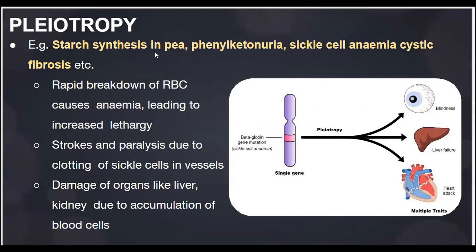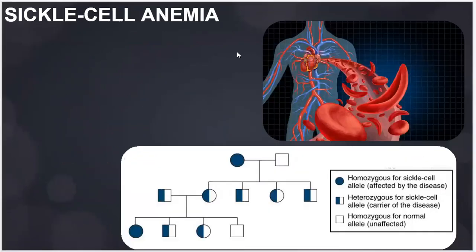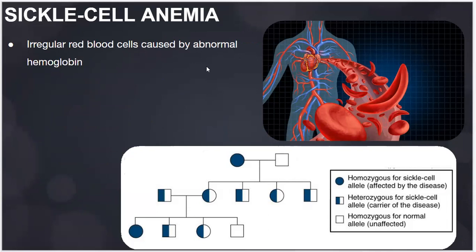What do we mean by having multiple effects? If there is a mutation in this gene, and the gene is not working properly, it can have an effect on different organs. It can bring about these symptoms. So let's begin. Let's understand the first example, that is sickle cell anemia. First, let's understand what happens in sickle cell anemia.